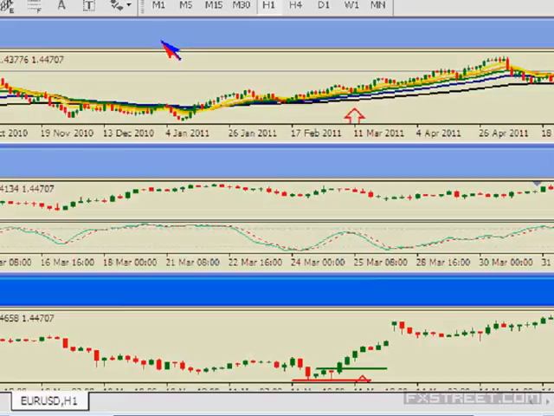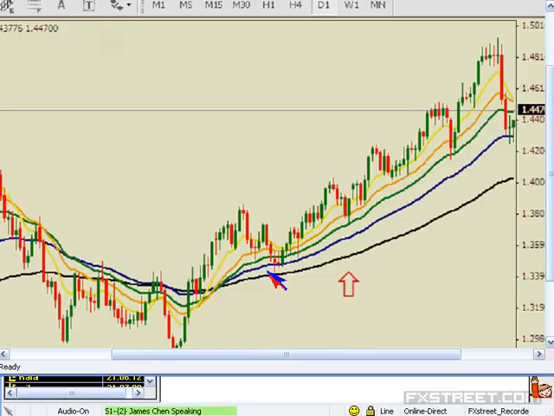But okay, so real quick. Now I've got 3 different time frames here. I've got my daily chart, my 4-hour chart and my 1-hour chart. This is euro dollar. Let me first take my daily chart. Now, what am I looking at here?